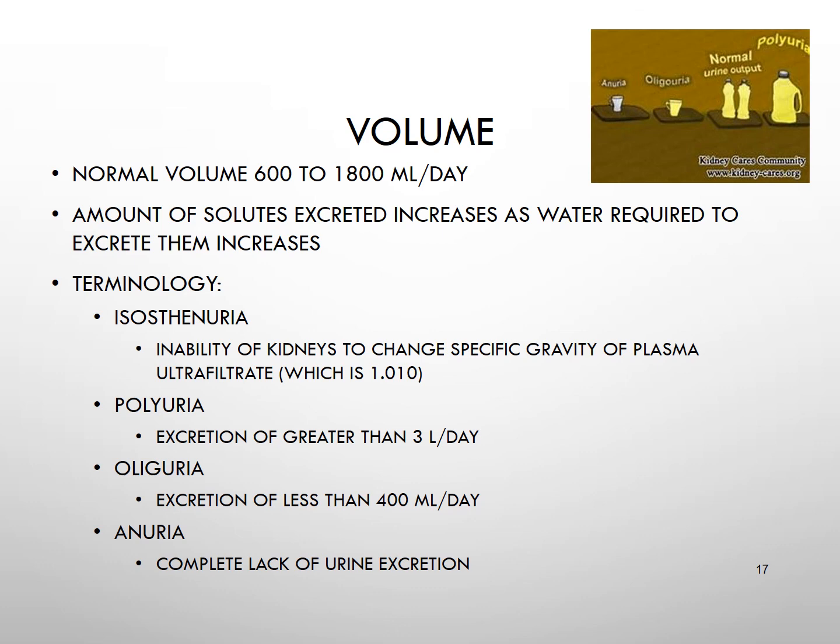In consequence, with these, the kidneys lose their ability to concentrate urine. So what are you going to see here? The specific gravity of the urine is unchanged, and at this time, it will remain at 1.010. This is the inability of the kidneys to change the specific gravity of plasma. It's called isosthenuria, and this is definitely a problem that's caused by chronic renal failure.